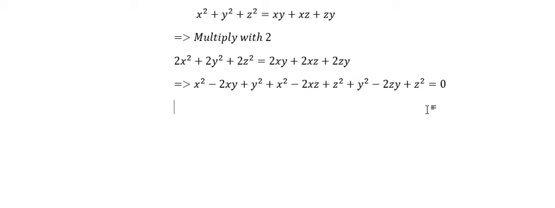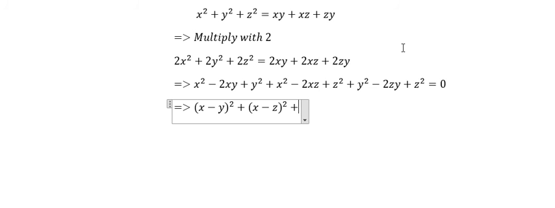We can see an identity in here, so we put them as x minus y power 2, x minus z power 2, and y minus z power 2 equal to 0. We know that x minus y power 2 is greater than or equal to 0. So in this situation, to get 0 in here, x minus y, x minus z, and y minus z equal to 0.